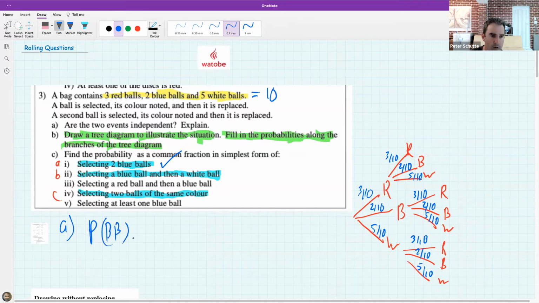So blue is just going to be 2 over 10 times 2 over 10, which is 4 over 100, or 1 out of 25.